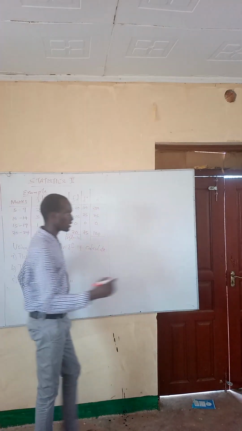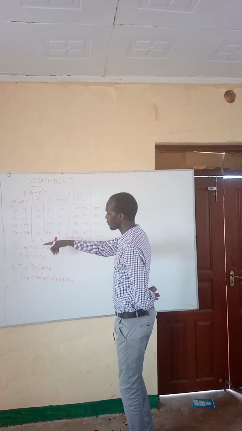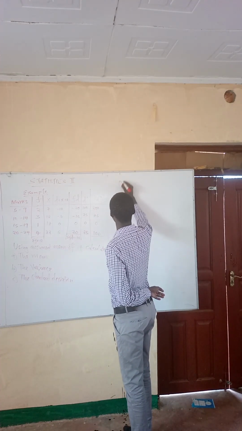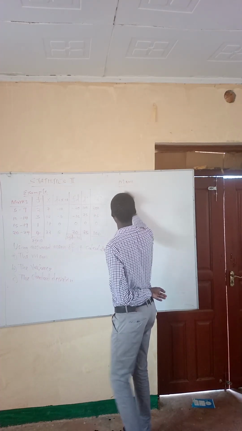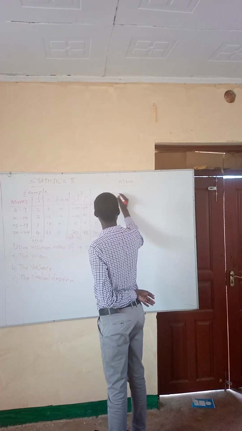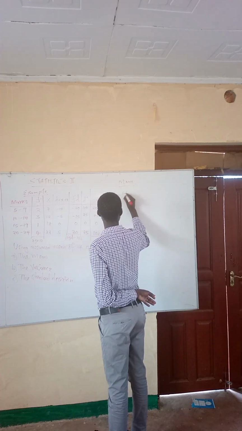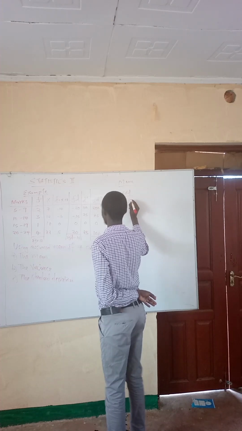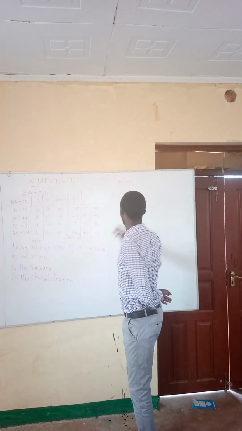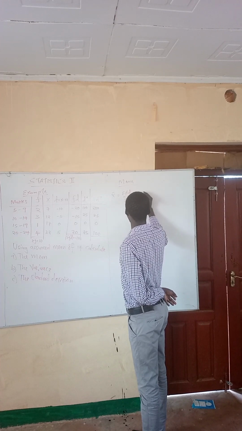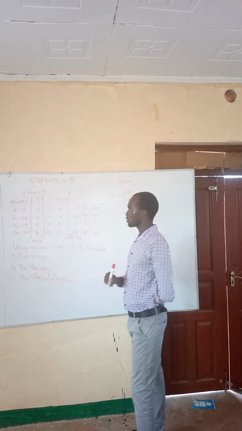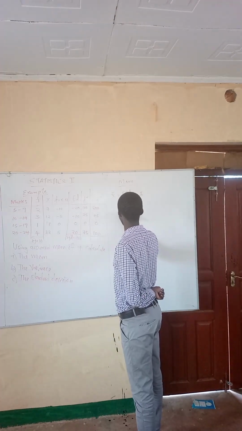Now, let's start with the mean. So, how do we compute the mean of the group data using the assumed mean? So, our mean, which is x bar, is computed by summation of f of d, all over summation of f, then plus a, where a is the assumed mean of the data.